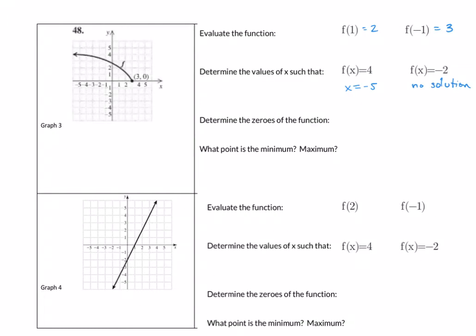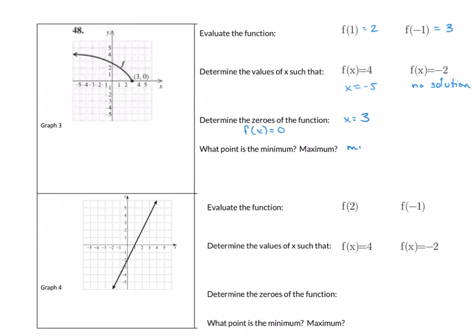All right, determine the zeros. Remember, this is where it crosses the x-axis, and we want to find the x-coordinate. So if we look along our x-axis, we have a 0 right here. We do have when x equals 3, y equals 0. And so that is going to be our 0. We get x equals 3.